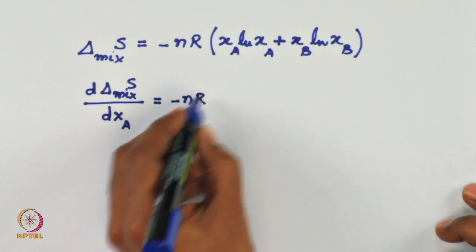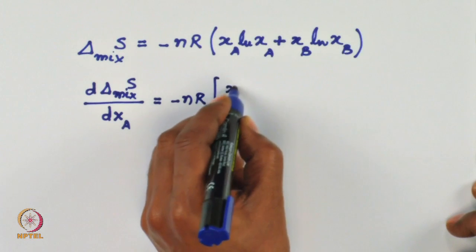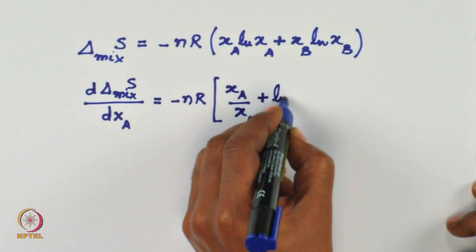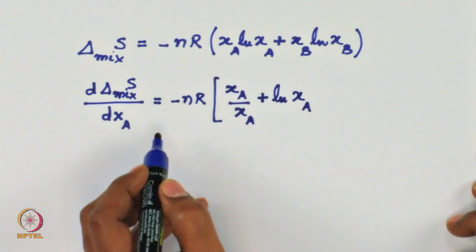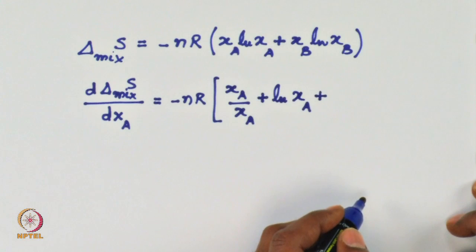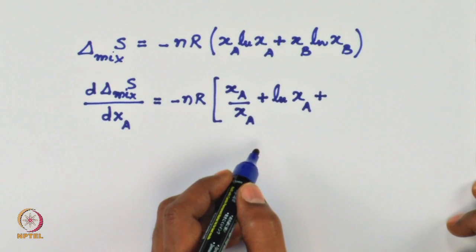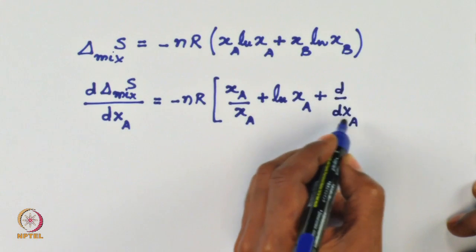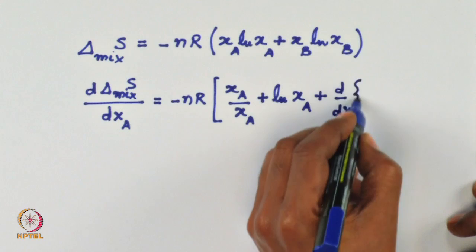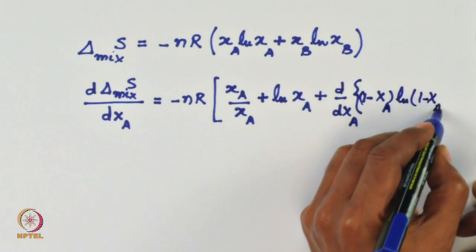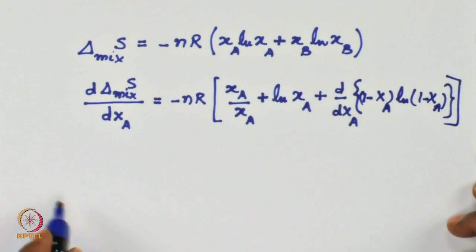What will be equal to this? Minus N R, we take a derivative of this: x A by x A plus log x A, this is differentiation of x A into log x A, plus we need to differentiate x B, and x B is equal to 1 minus x A. So, what we need to do is d by d x A of 1 minus x A into log 1 minus x A.